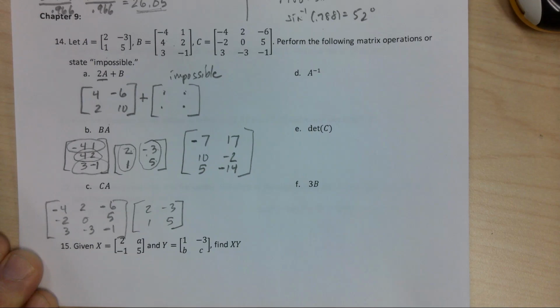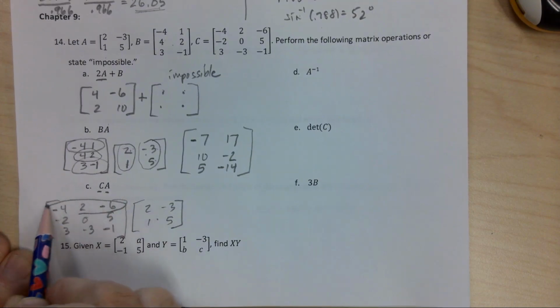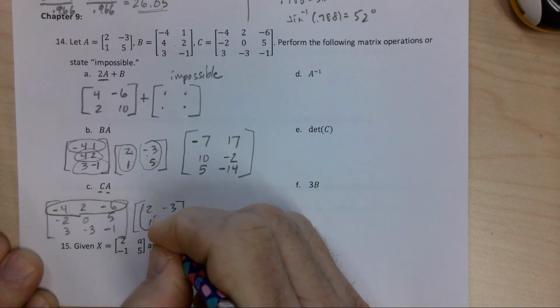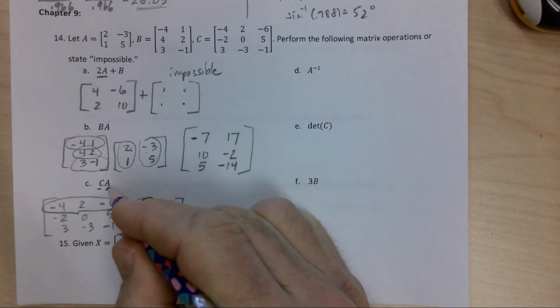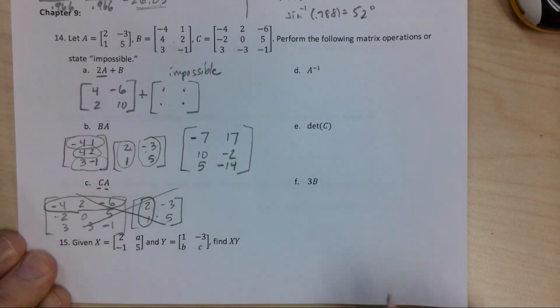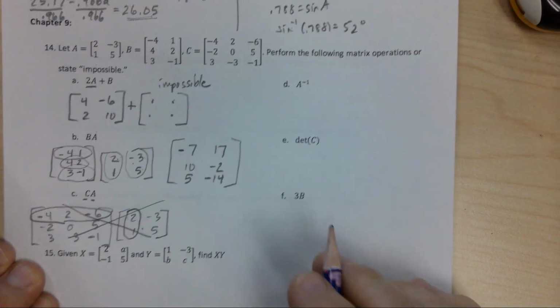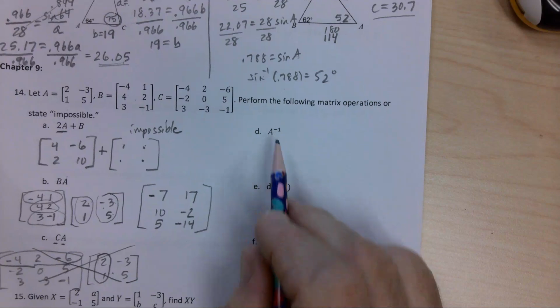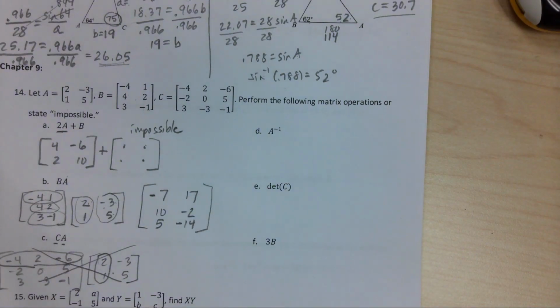All right, next one is impossible. So they're saying multiply C by A. Here's C, here's A. 3 things in the first row, only 2 things in the first column of A. Can't do. Dimensions don't work. All right, inverse. Remember the formula. I'll give it to you in a second.